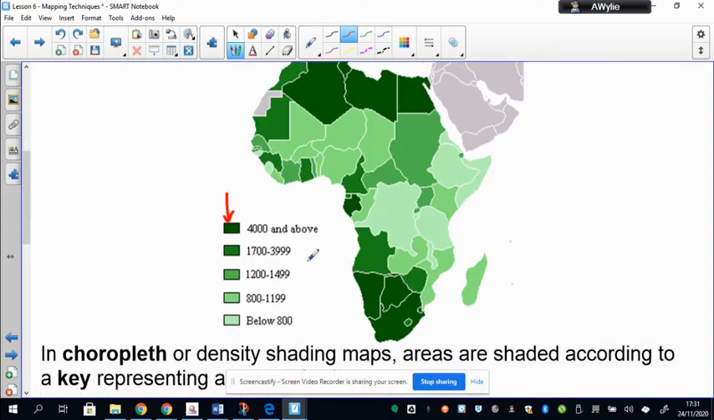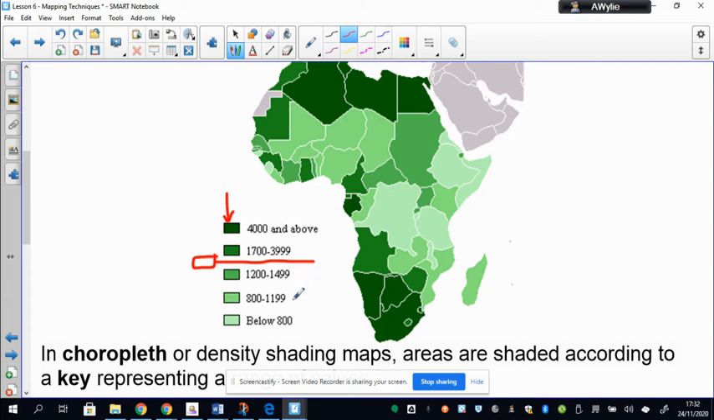So this is a poor key because it's done that, and that's been a mistake by the map maker. Here we can see a very good key: below 800, so that means 799 and below, then 800 to 1199, 1200 to 1499. You'll notice there is nothing from 1500 to 1699, and you might think the map maker could have chosen to add an additional category here, but probably because there were no countries in Africa that met that range, they've just skipped that, and that's allowed. It's up to the map maker.